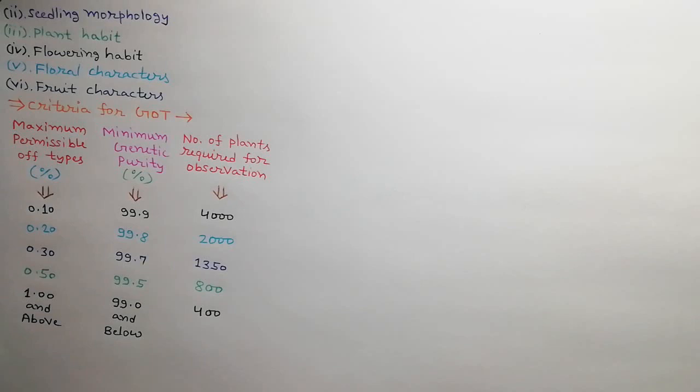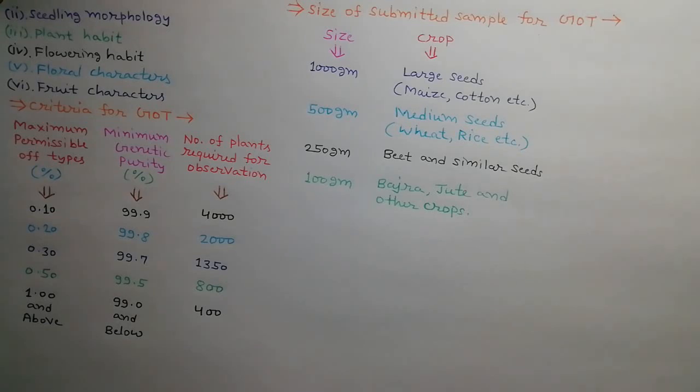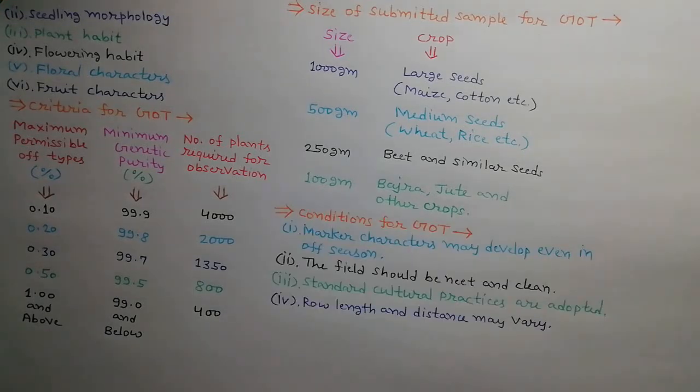Plant population in the field should be at least 400 plants. If number of off-type plants is low, then to meet the seed standards, the plant population can be increased up to 4,000 as described in the table. Size of submitted sample for grow-out test varies for different crops as described in the table. Grow-out test is conducted under such environmental conditions that the marker characters may develop even in off-season.